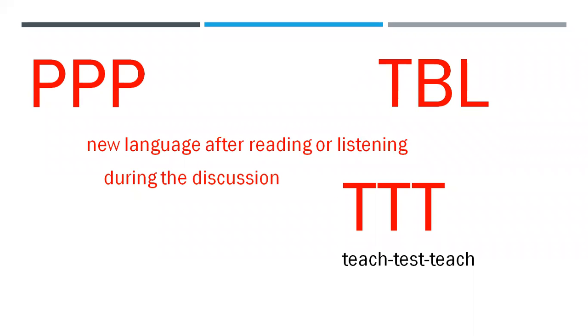TTT means, sorry, it's wrong. Test, teach, test. I'm sorry, I have written it the wrong way. I'm not going to improve it now as I'm recording the lecture. So test, teach, test, of course.